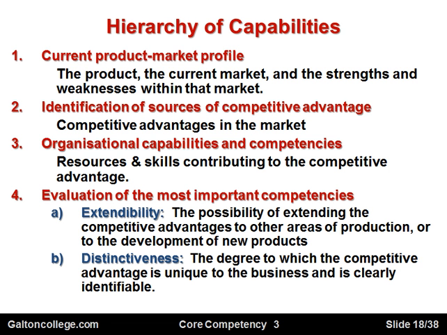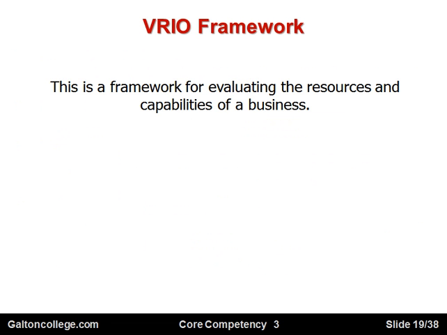Now let's look at a framework for looking at the capabilities of a business. This is the VRIO Framework. It's a framework for evaluating the resources and capabilities of a business. It's one of those acronyms where every letter means something. In this case, it's something that we can't pronounce very easily. Let's start with the first one.